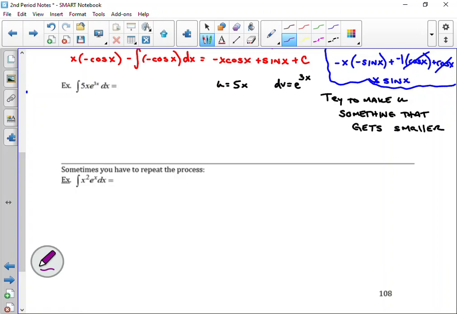Okay? Now I want you to try the rest. Now you have to find du and v. So you have to take the derivative of this side and you have to integrate that side. And remember, the arrows that I drew are super helpful when you're doing integration by parts. And I'll help if you need.